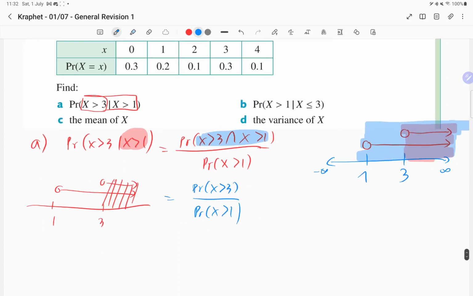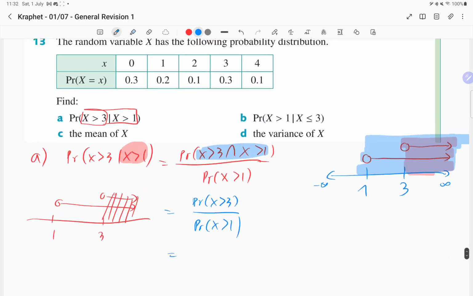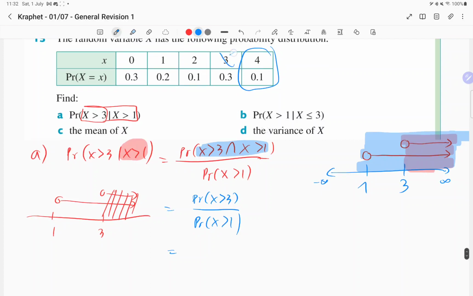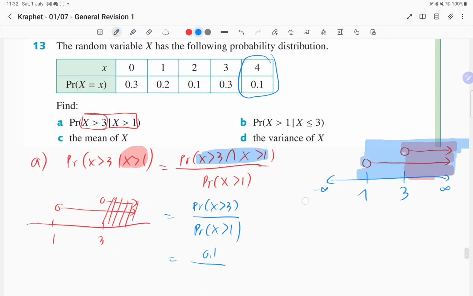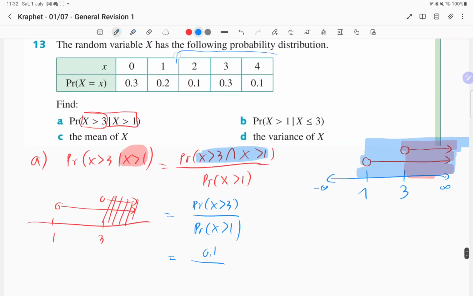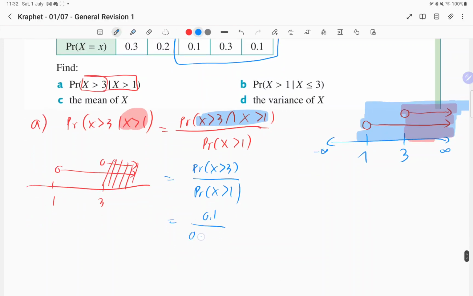Now, how do we find the probability x more than 3 here? You just add them up. It's just this one here, 0.1, because more than 3 doesn't include 3. So that would be 0.1, and then the probability x more than 1 is 0.9, those ones. So the answer would be 0.5.